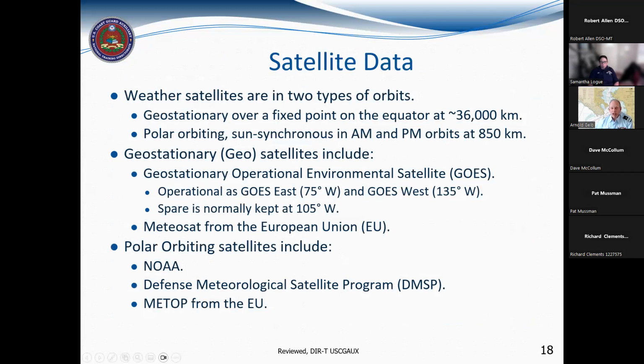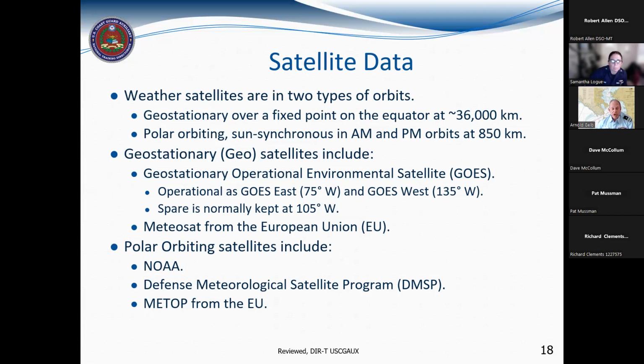And now we're going to switch to talk about satellite data. Weather satellites are in two types of orbits. One is geostationary, which would be over a fixed point on the equator at an altitude of approximately 36,000 kilometers. And then there are also polar orbiting ones that are sun synchronous in the morning and afternoon, at orbits that are much lower, so they can provide more detail, at 850 kilometers.